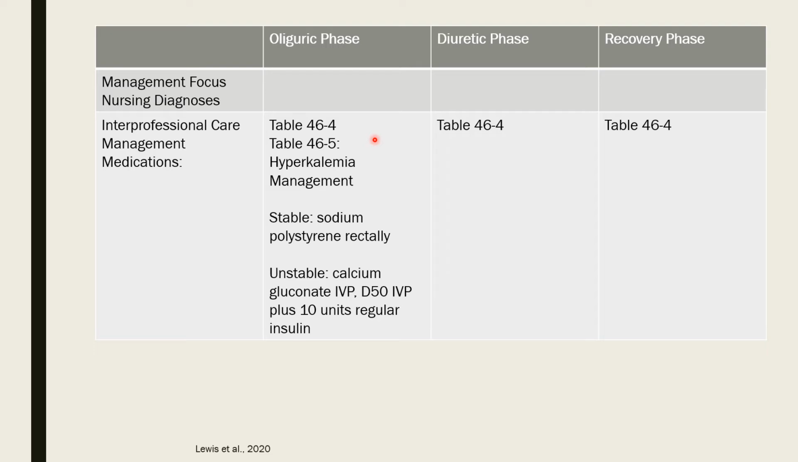Now, let's go back to oliguric phase. So in here, with hyperkalemia management, you've learned this from fluids and electrolytes imbalances and management. We have to give medications to them. If they're stable enough, you can give something rectally. If they're unstable, then you want to give a fast-acting medication, something IV push. You give it to your patient. And with diuretic phase, as I said, replace the fluids and electrolytes that were lost.